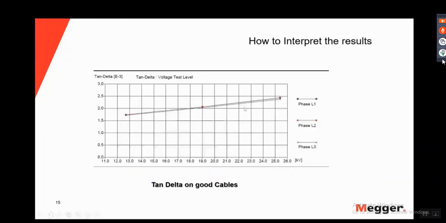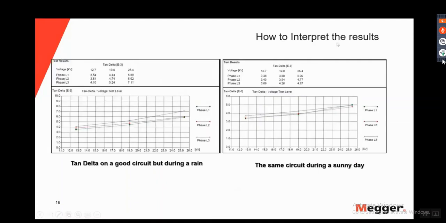So, how to interpret results. This is a report section of the tan delta. The far left represents the tan delta values, this represents the voltages at each step, and this represents the phases in each set: phase 1, phase 2, phase 3. And if you look, this is a tan delta on good cables. Look at how they trend between the voltage ranges coming up.